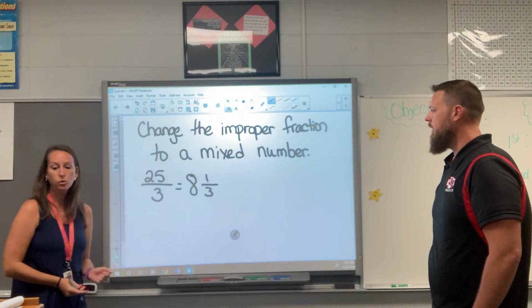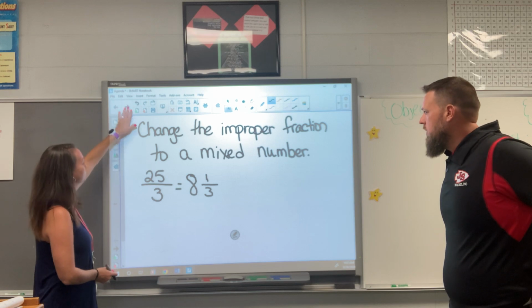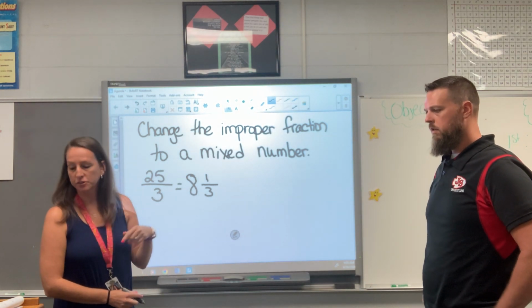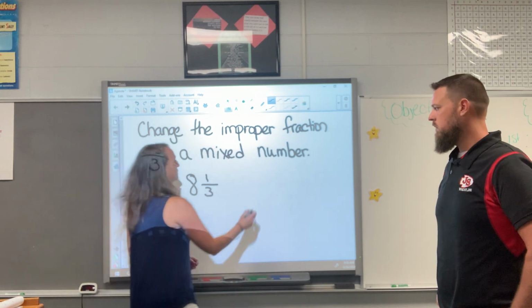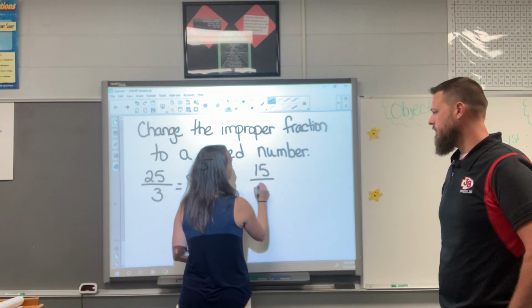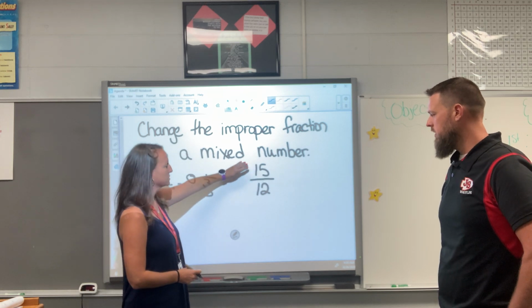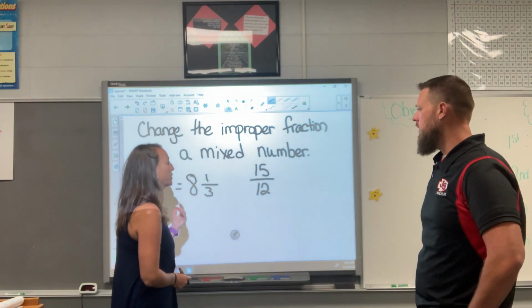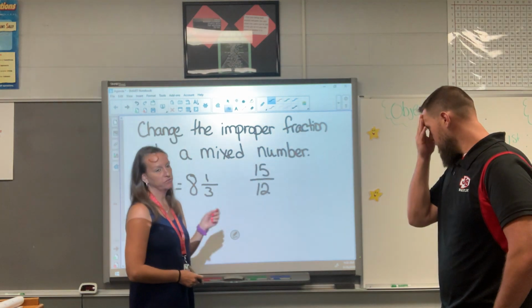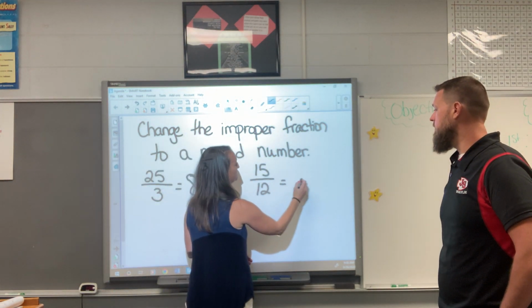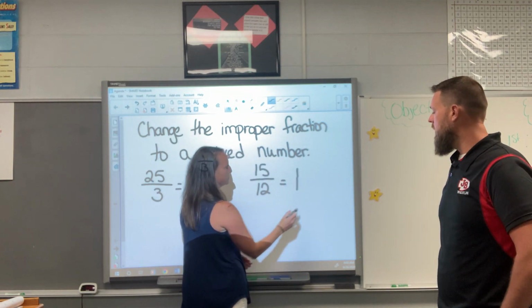All right, we're going to do one more of those for you. So let's go like we're reading in your folder. It's going to be 15 over 12. Again, we know that's improper because the top number is bigger than the bottom. So I have to figure out how many 12s can go into 15 without going over. That one should be easy for you. We should know that it's going to go one whole time.